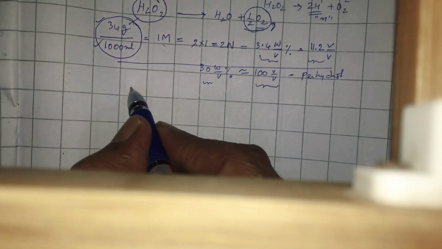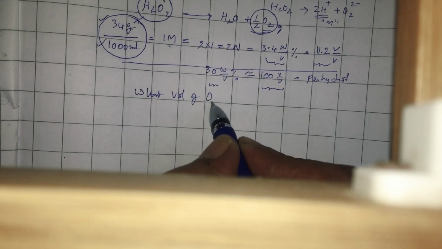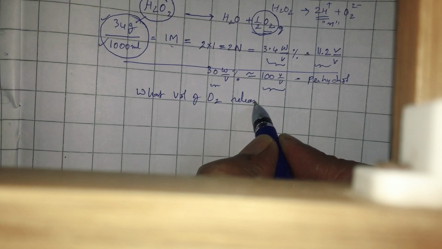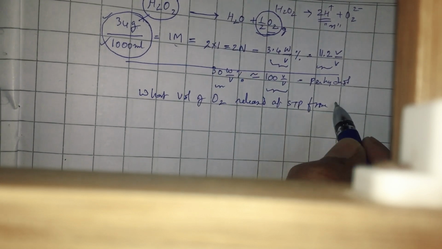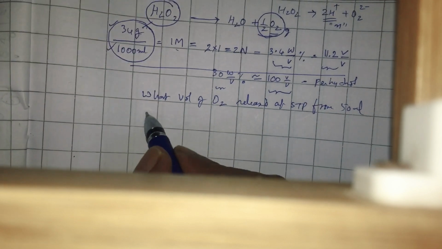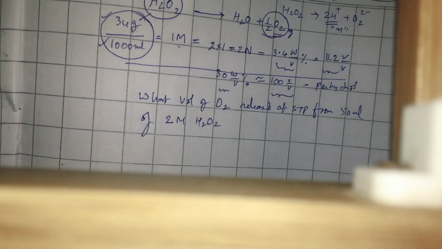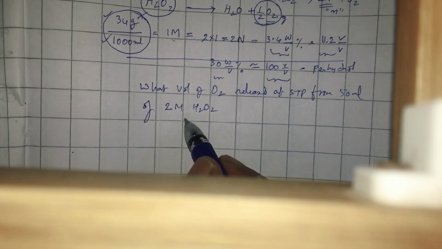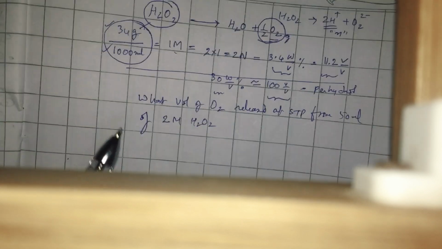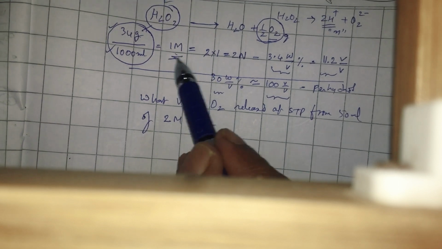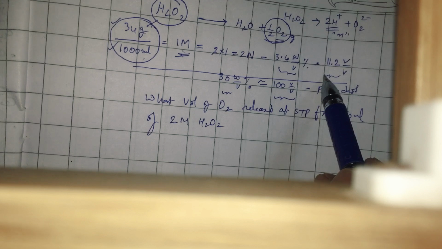Let us look at a problem. What volume of oxygen is released at STP from 50 ml of 2 molar H2O2? To solve this problem, you know that 1 molar solution, just now we have seen, if I take 1 liter, I get 11.2 liters of oxygen.